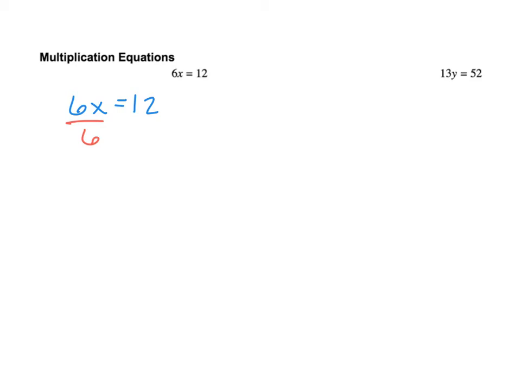So if I write 6x over 6, that means 6 times x divided by 6. Well, if I take a number and I multiply by a different number, and then I divide by that same number, I'm just going to get the number that I started with. So if I take x and I multiply it by 6, and then I divide the whole thing by 6, I'm just going to be left with x. So 6x divided by 6 leaves me with x, and of course I need to do the same thing on the right side since I did it on the left. 12 divided by 6 gives me 2.